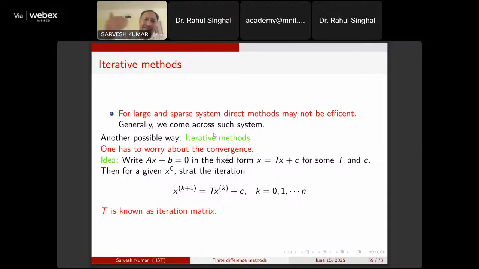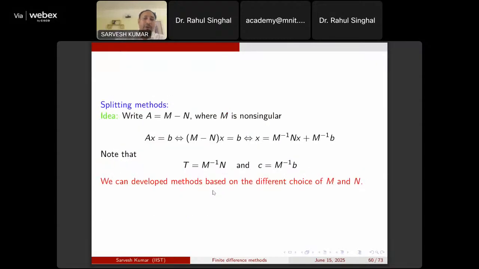So you can generate many iterative methods, right? You want to solve this, you can rewrite it as a fixed point iterative scheme, x^(k+1) = T x^k + C. For each method, this T is different. So you have to split the matrix A into M and N. If M is non-singular, then T is M inverse N and C is M inverse B.